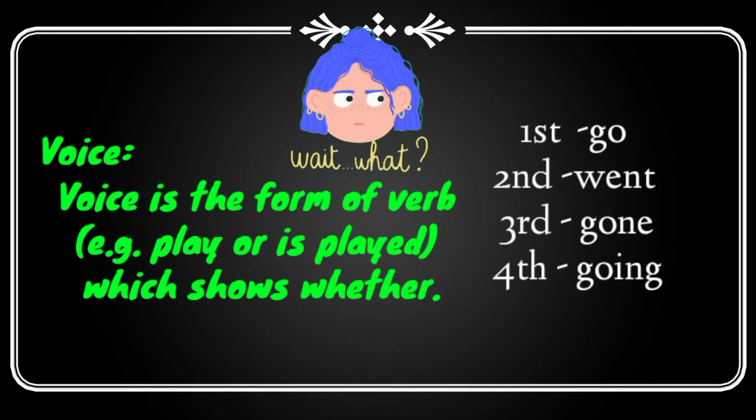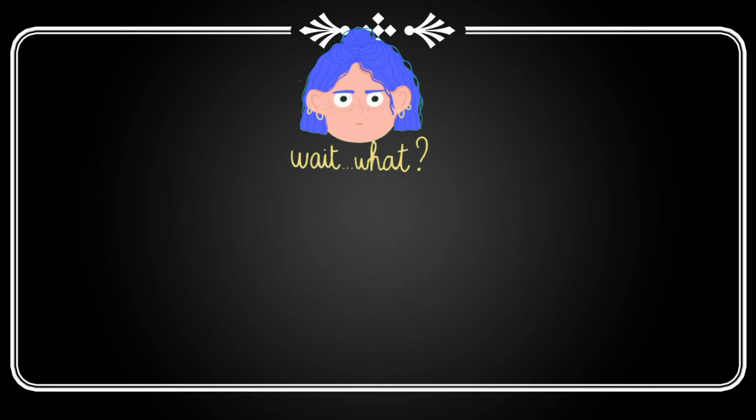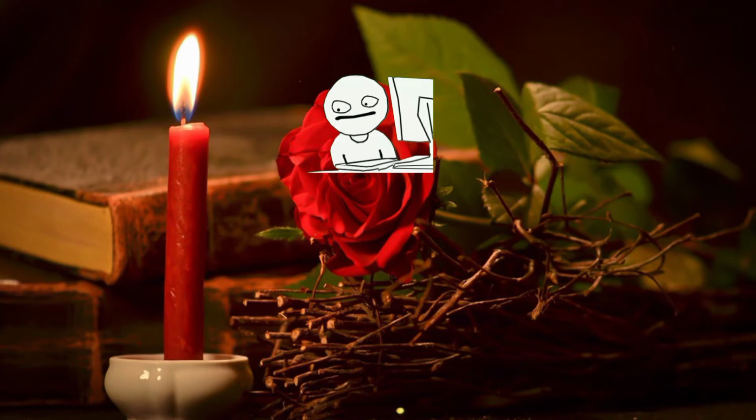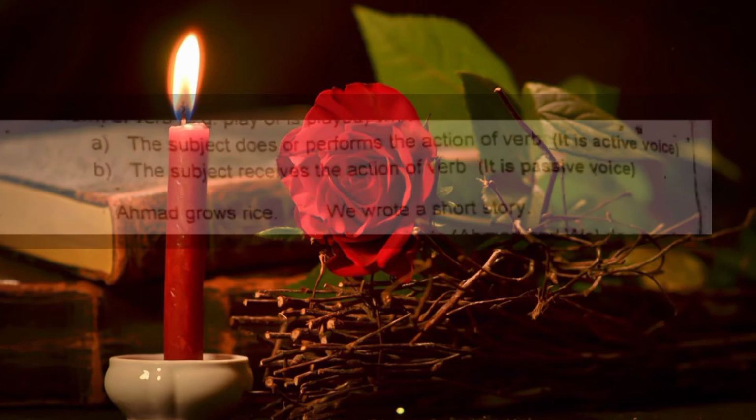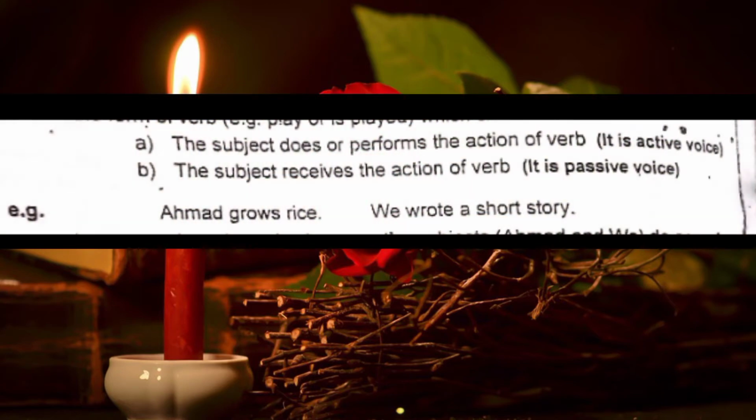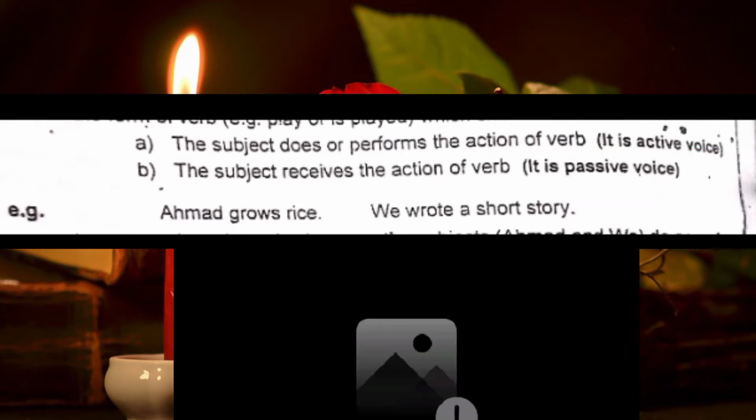Okay, so the second question is: what is active and passive voice? Do you have any idea about active and passive voice? Yes, think for a while. Okay, so what is active voice and passive voice? Both definitions are very simple. The subject does or performs the action of the verb. It is active voice. The subject receives the action of the verb. It is passive voice. Clear?